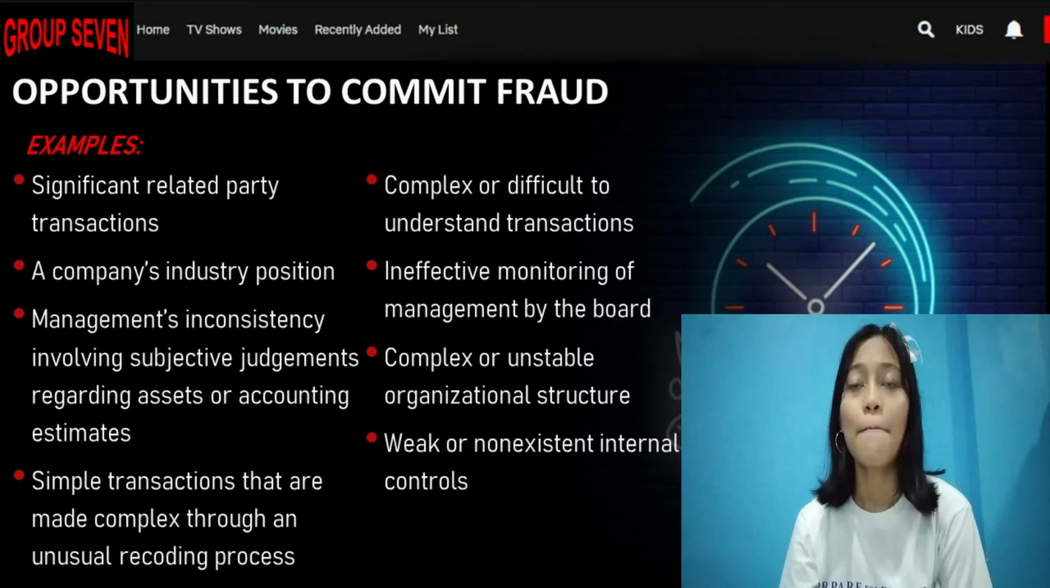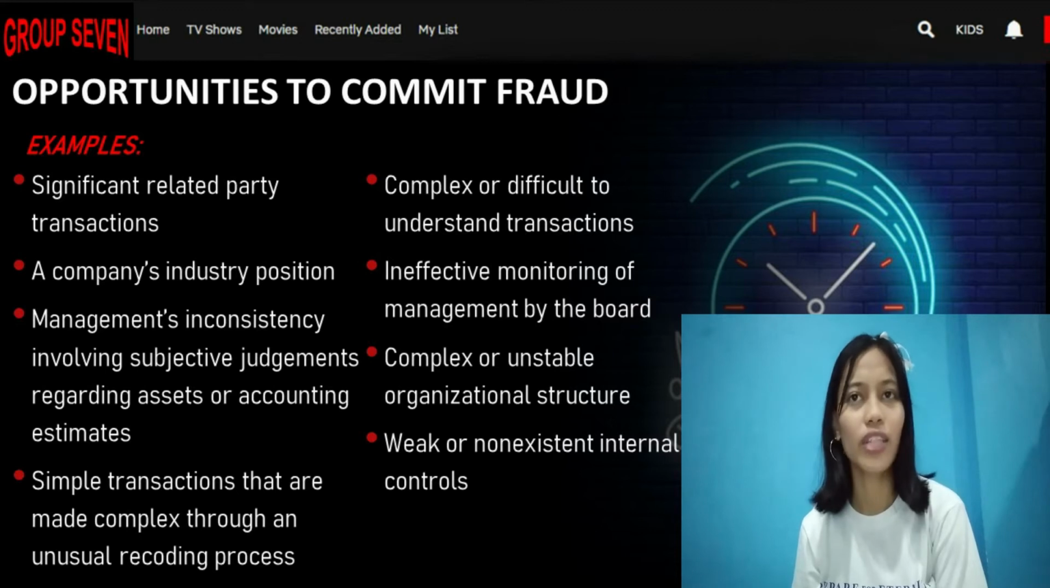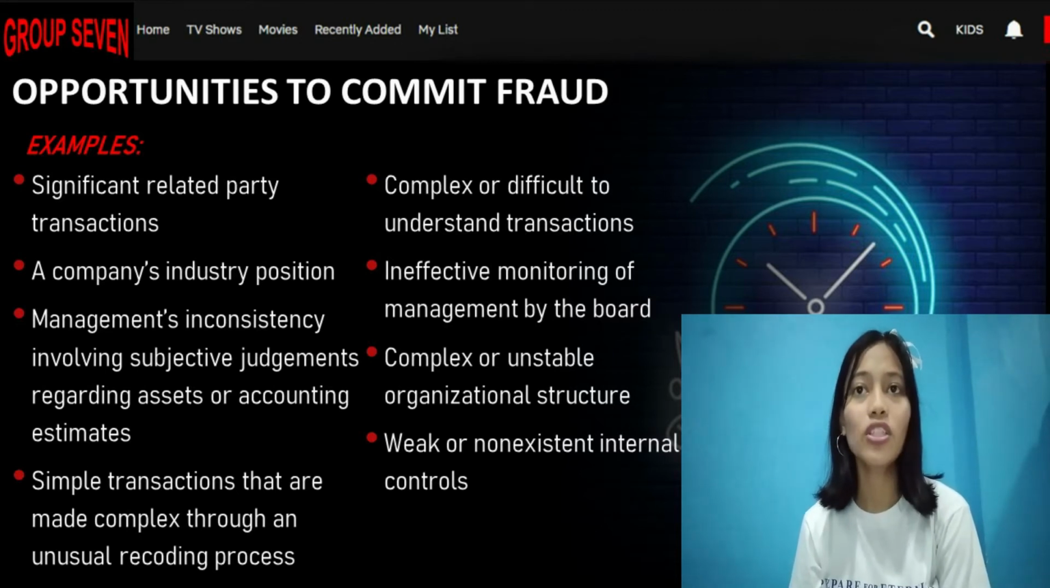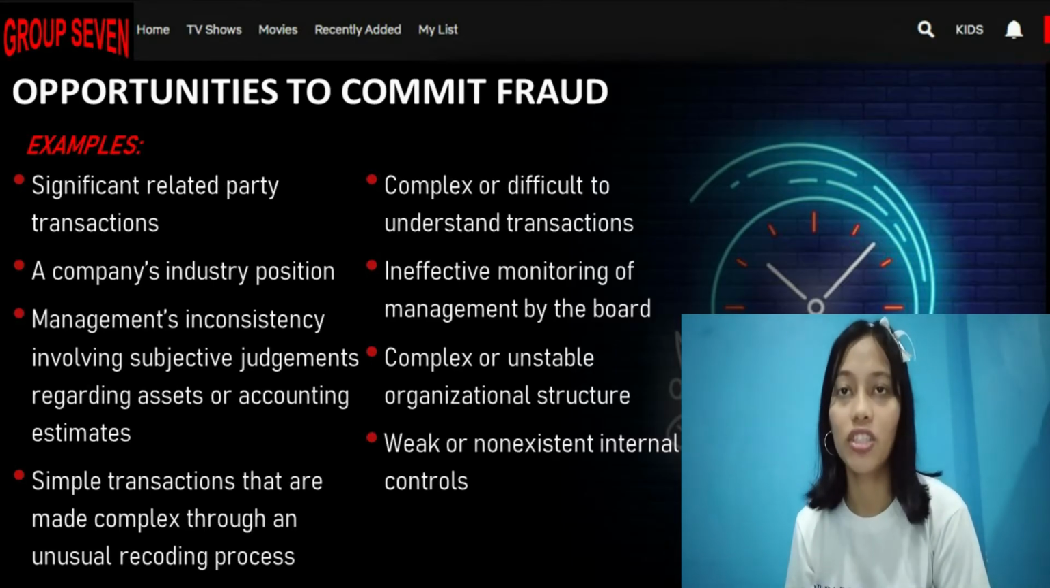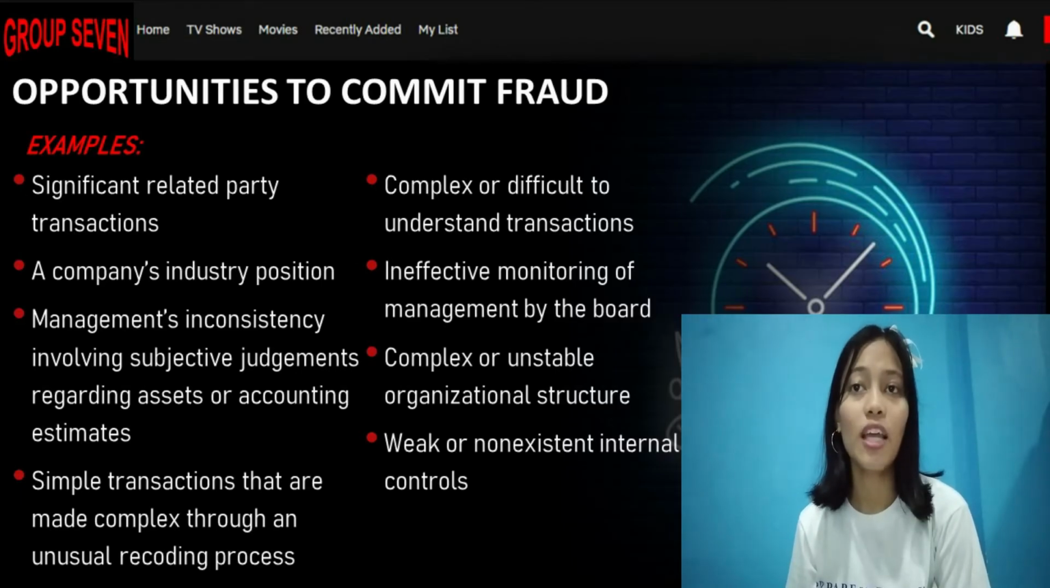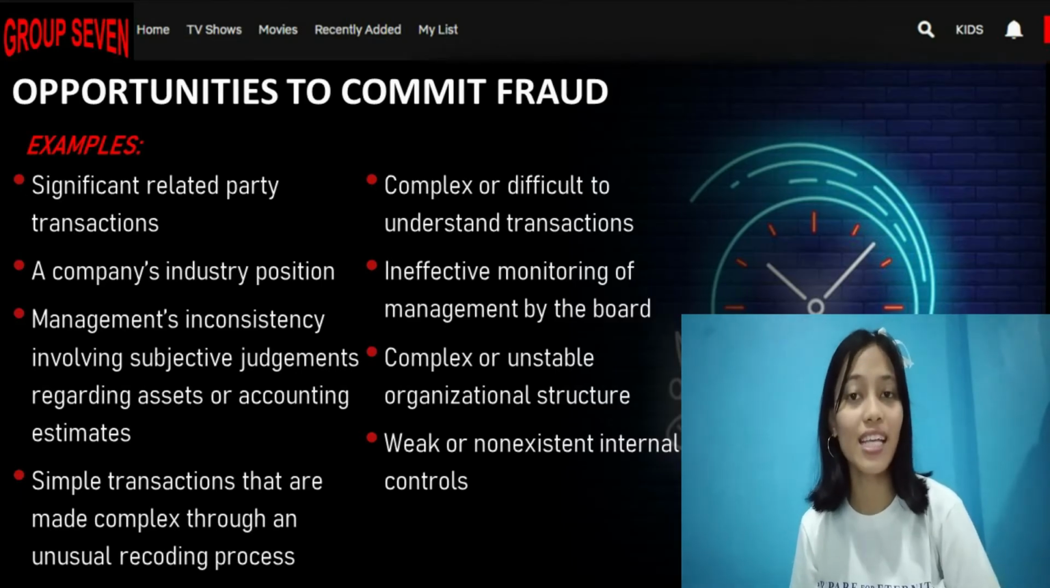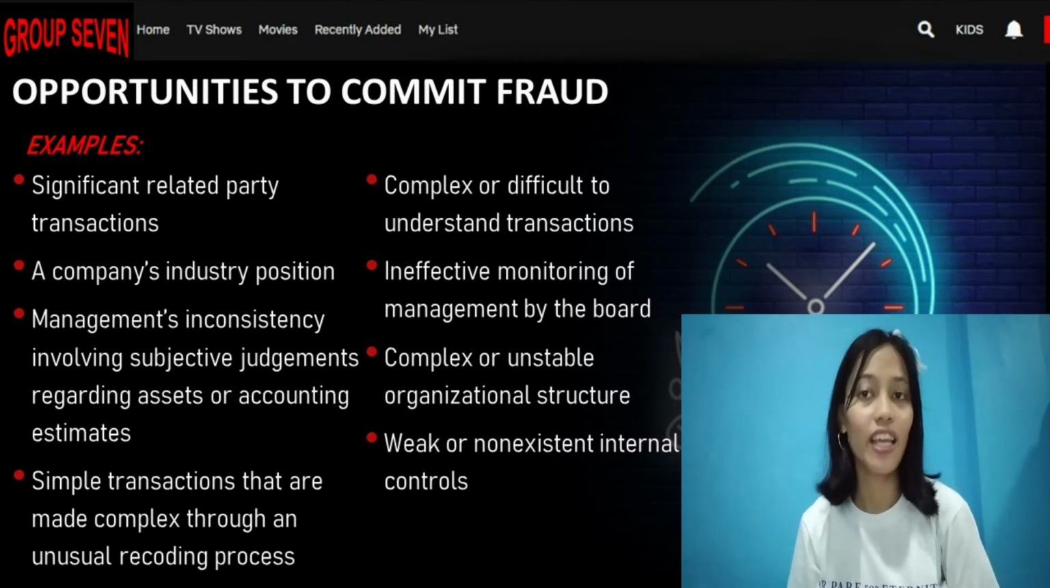Then we have the third one, management inconsistency involving subjective judgment regarding asset or accounting estimates. The fourth one is simple transactions that are made complex to run an unusual recording process. Fifth one, complex or difficult to understand transactions such as financial derivatives or special purpose entities. The sixth is ineffective monitoring of management by the board, either because the board of directors is not independent or effective, or because there is a domineering manager. The seventh one is complex or unstable organization structure. The last one is weak or non-existent internal control.